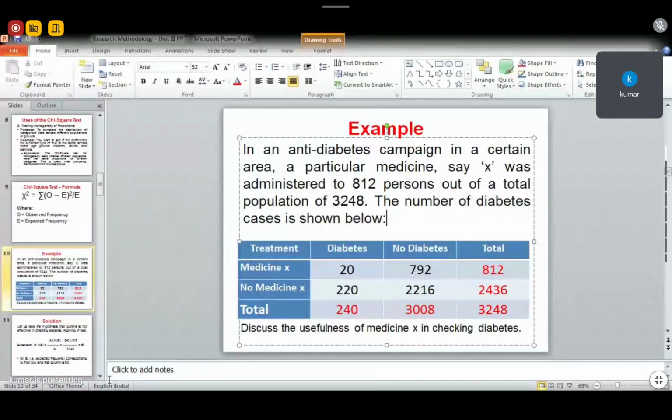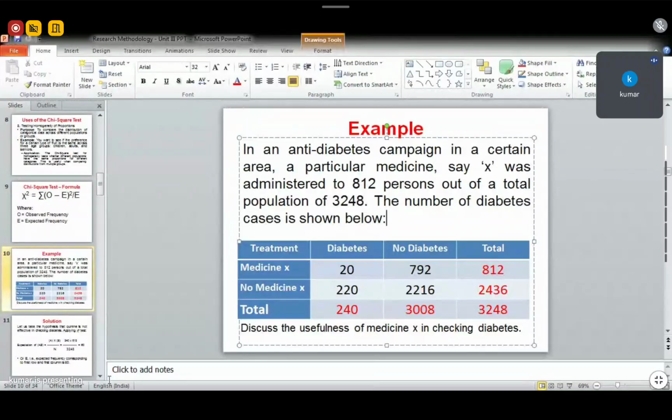Now, the total number of people affected by diabetes out of 3,248 is 240 only. And the remaining 3,008 were not affected by diabetes. Now, the question is whether really medicine X is useful in checking diabetes. This is what we have to check now.